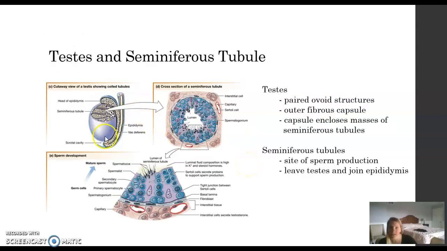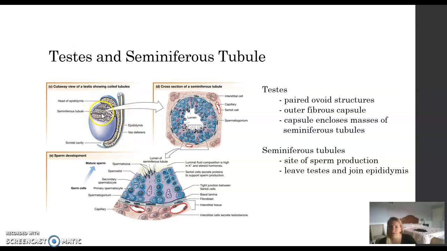So the testes here are in ovoid structures that have a capsule that includes a fibrous outer capsule that encloses these seminiferous tubules, and these seminiferous tubules then join with the epididymis. The sperm are produced in the seminiferous tubules and then go into the epididymis where they're stored and gain their motility and fertility, and then can be removed via the vas deferens.